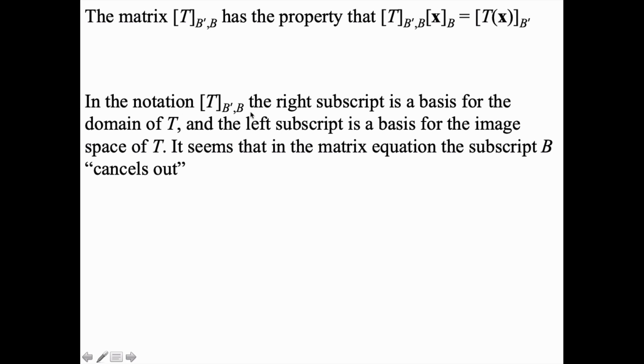So in the notation, the right subscript that you see here is a basis for the domain of T, and the left subscript is a basis for the image space of T. And a lot of authors talk about these two matching subscripts. It seems that in the matrix equation the B's kind of cancel out, and you're just left with the B prime.